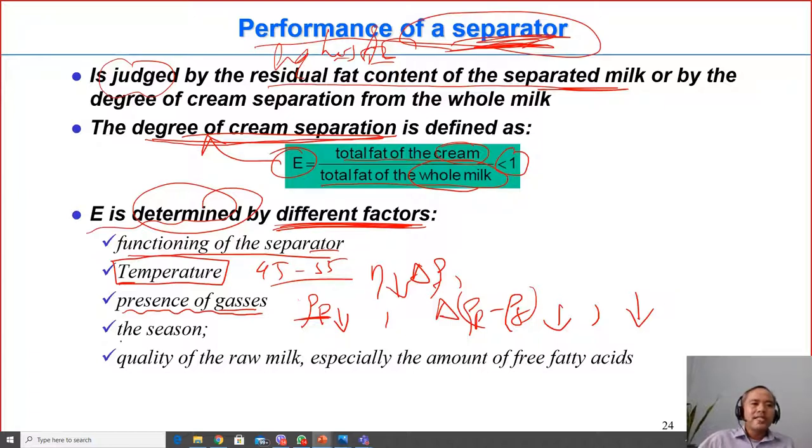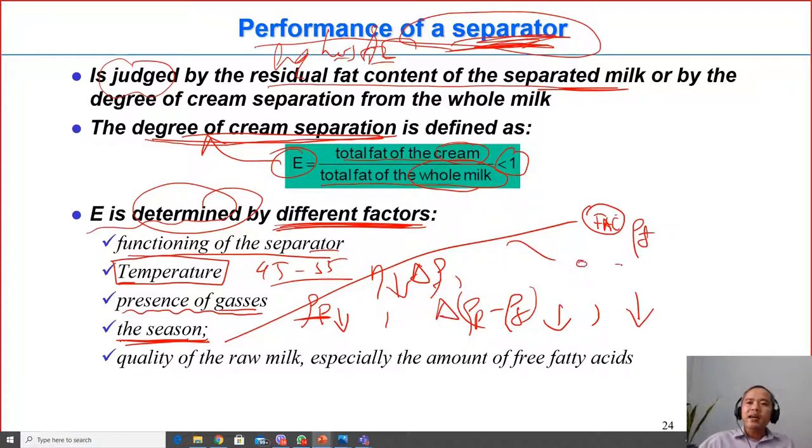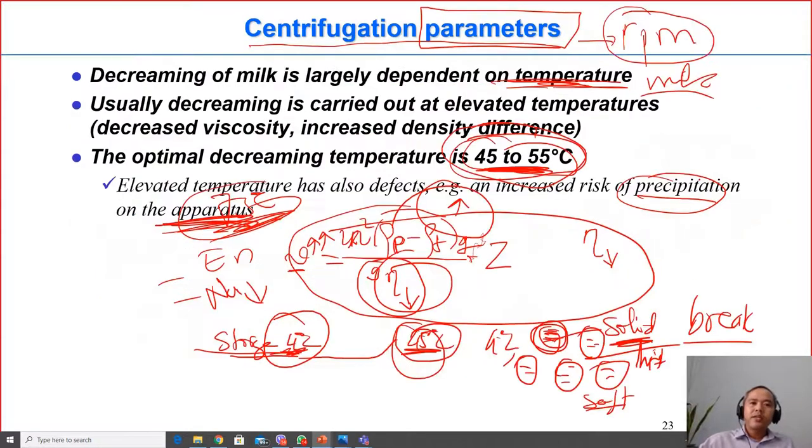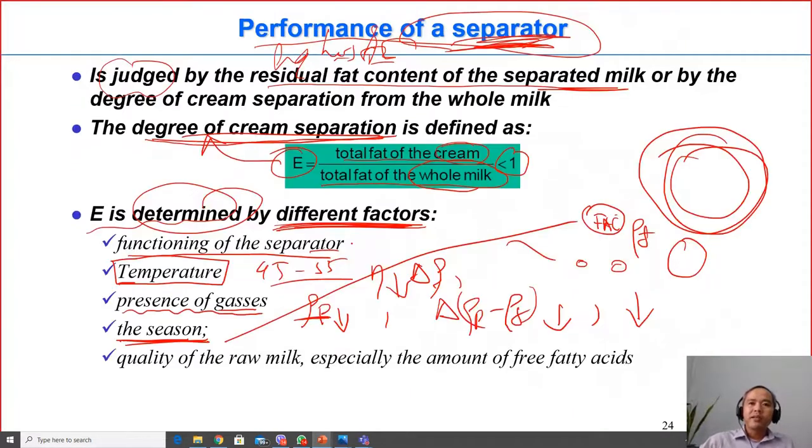And then it depends on the season as well. Why does the season influence the degree of cream separation? Maybe the season will determine the composition of the fat, the fatty acid composition inside, and then determine the density of the fat phase. Okay. It may also influence the size of the fat globules. If you have large fat globules, then the separation will be better. If you look at the Stokes equation, if you have large fat globules, the separation will be better. Okay, so if the fat globules are smaller, it's more difficult to separate.